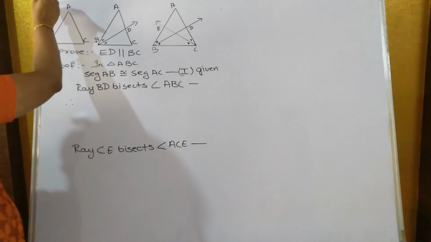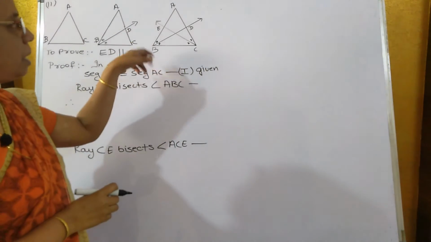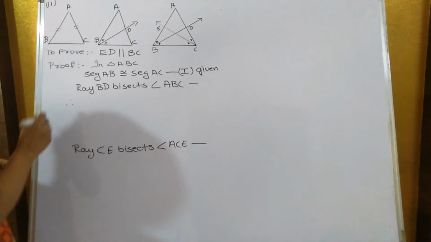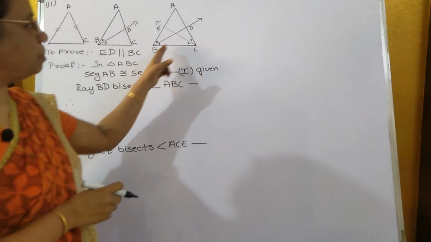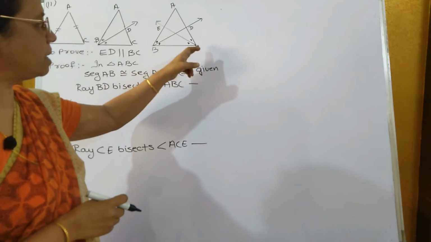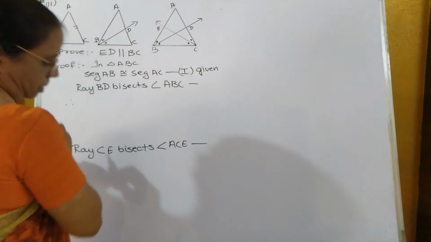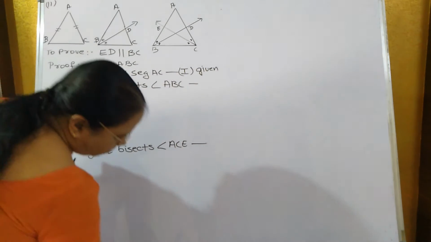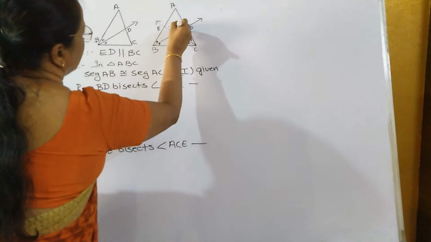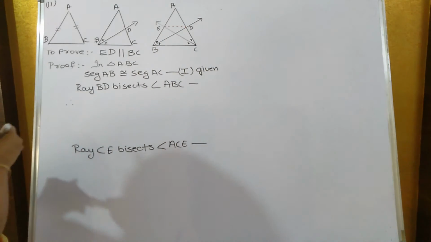Now sum number 11. They have given in triangle ABC, AB is equal to AC, that is, it is an isosceles triangle, and ray BD bisects angle B and ray CE bisects angle C. We have to prove that ED is parallel to BC.